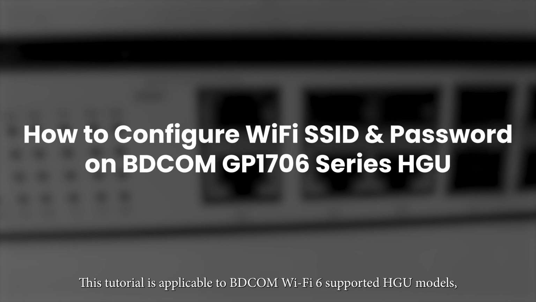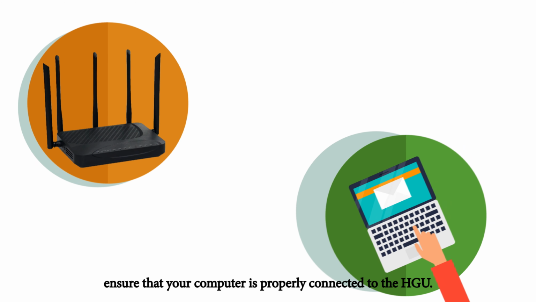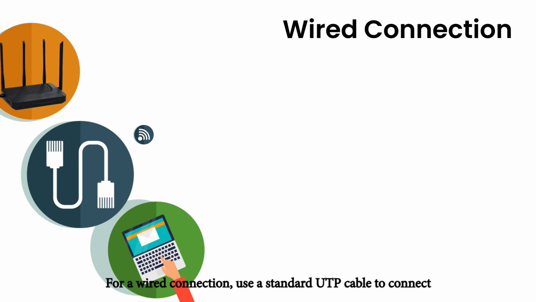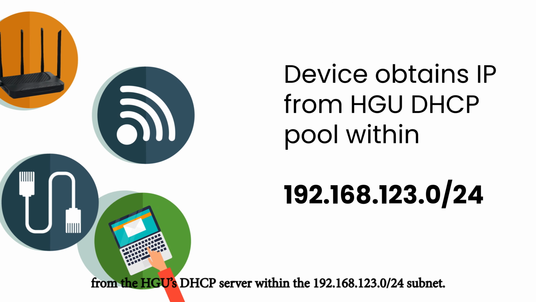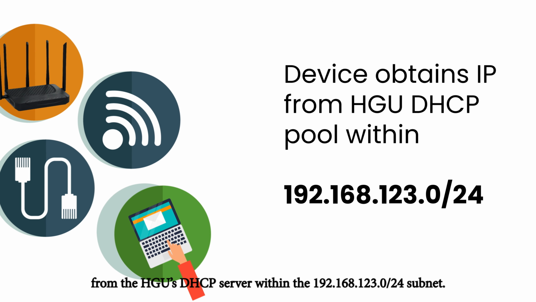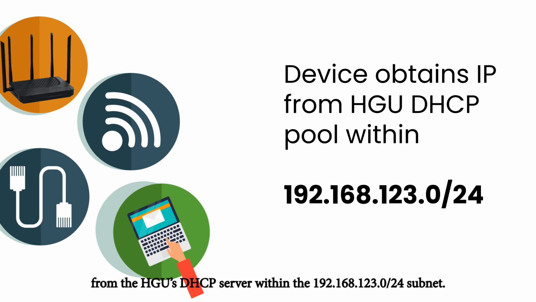Prior to accessing the management interface, ensure that your computer is properly connected to the HGU. The device supports both wired and wireless connections. For a wired connection, use a standard UTP cable to connect your computer to any available LAN port on the HGU. For a wireless connection, refer to the device label for the default SSID and Wi-Fi password. Once the connection has been established, your device will automatically obtain an IP address from the HGU's DHCP server within the 192.168.123.0/24 subnet.